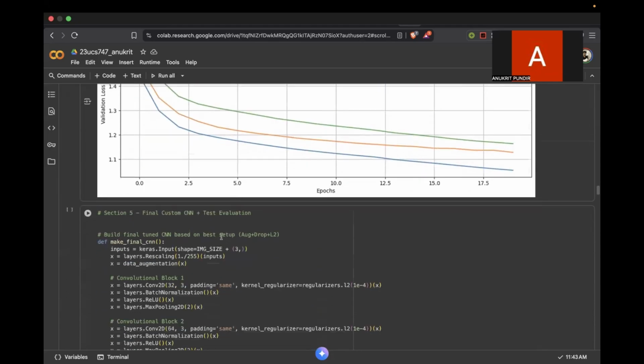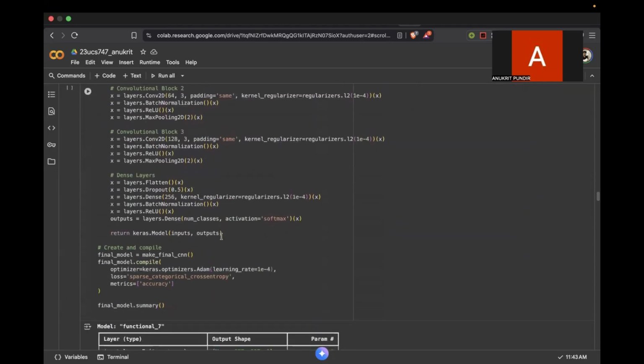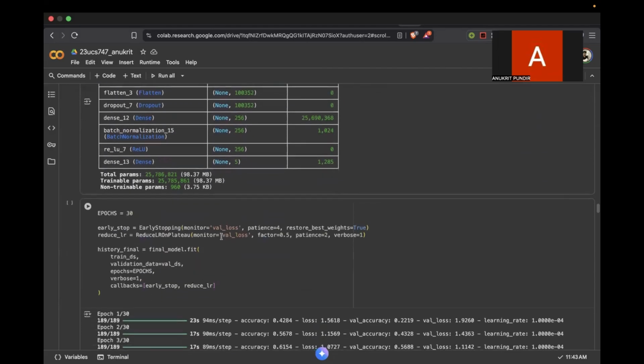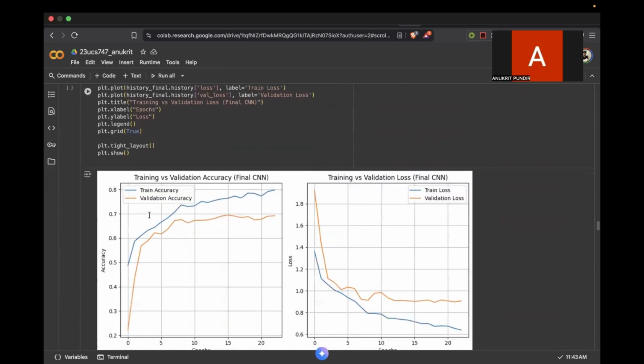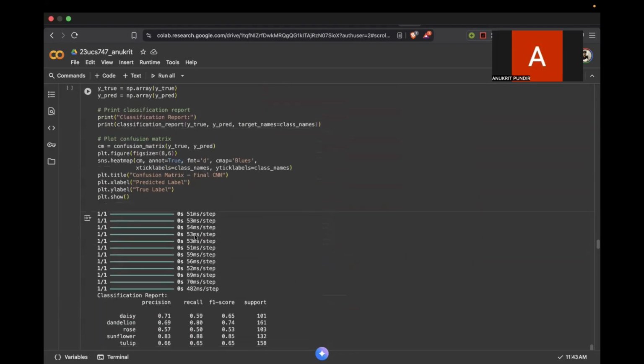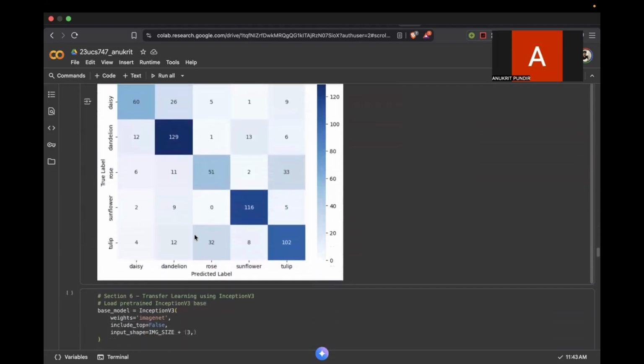This is my custom CNN model, and the accuracy of it was relatively less, and I also applied early stopping here. I had earlier used 20 epochs, but it was giving less accuracy, so I have used 30 epochs here. So as you can see the graph of this, and this is my learning rate evolution during training, and this is my CNN metrics, the precision metrics for this.